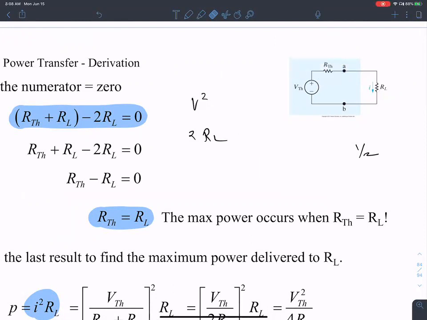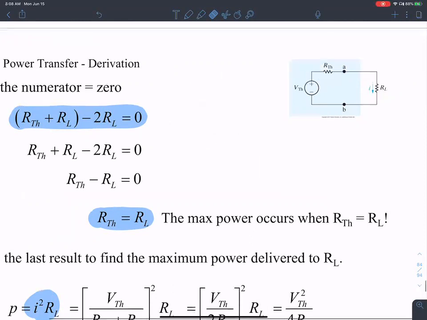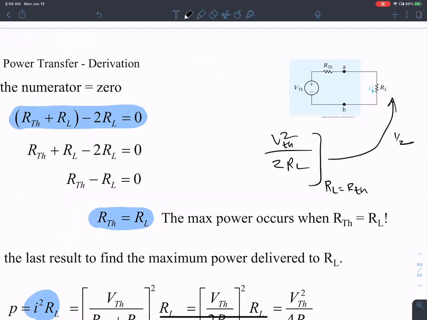We'll really do some simple problems. Okay, VTH squared over 2 times RL is the total power dropped. And this happens when RL equals R Thevenin. Half of the power is dropped over here and half is dropped over here.